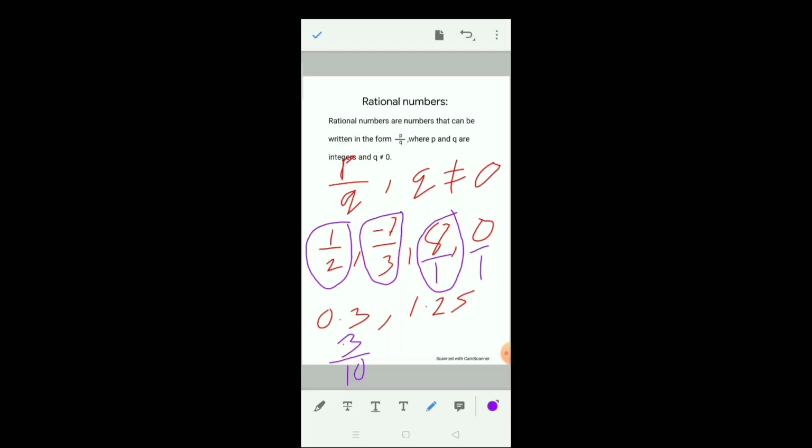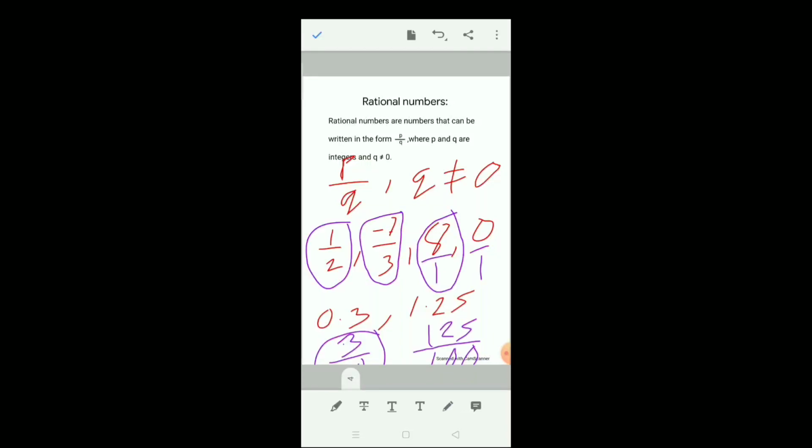In the junior class we have learned how to convert decimal numbers into fractional numbers. So now this is in the form of p by q. In the same way we can convert 1.25 as 125 by 100. Now this is in the form of p by q.